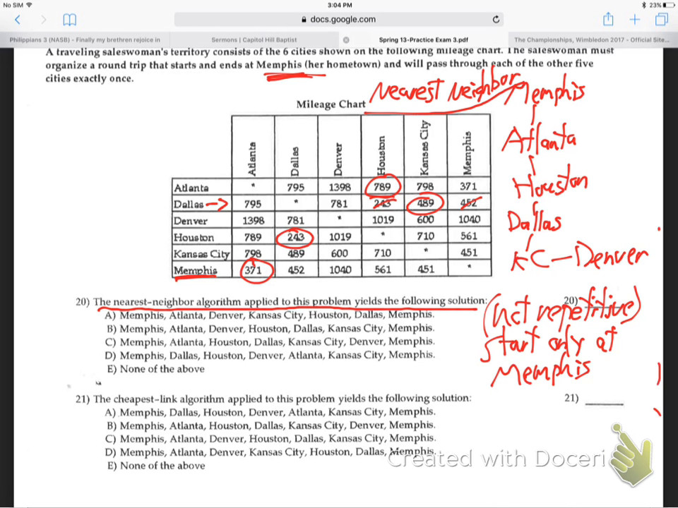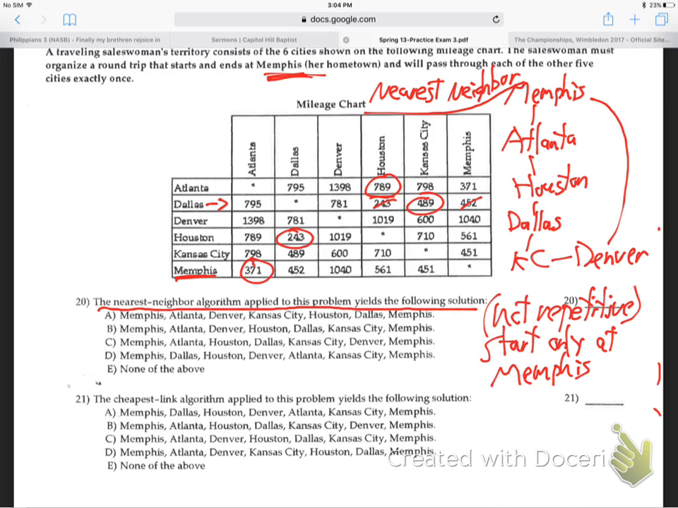Whatever it costs, we got to go to Denver, and then we got to go back home to Memphis. So there's the route that the nearest neighbor method would give. It's not necessarily the best. There may be a better way out there. There probably is. But that's the answer that the nearest neighbor method would give us.